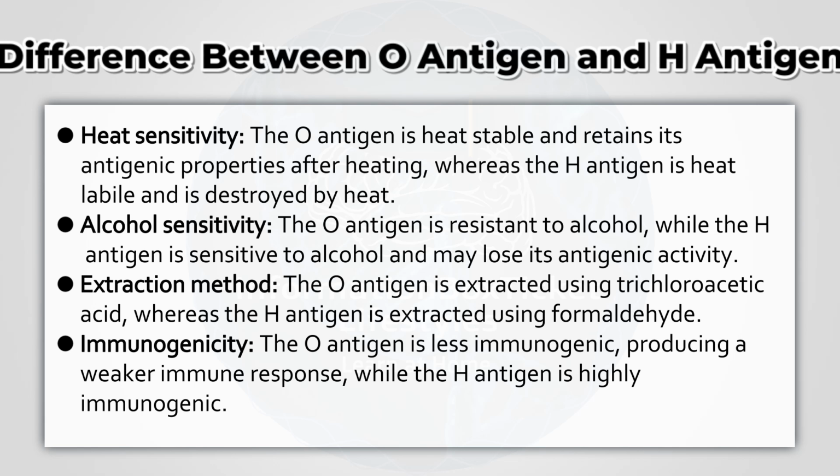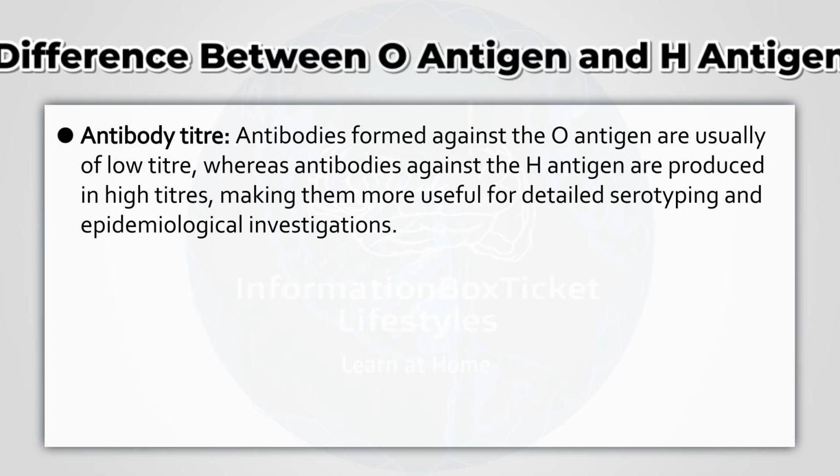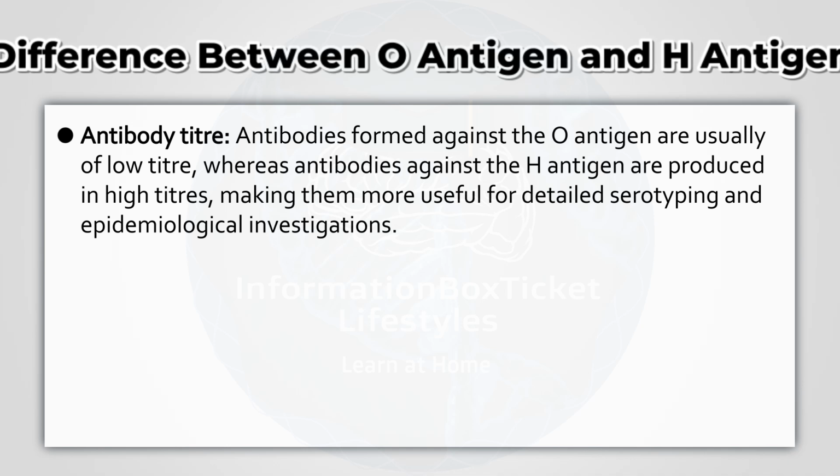Immunogenicity. The O antigen is less immunogenic, producing a weaker immune response, while the H antigen is highly immunogenic. Antibody titer. Antibodies formed against the O antigen are usually of low titer, whereas antibodies against the H antigen are produced in high titers, making them more useful for detailed serotyping and epidemiological investigations.